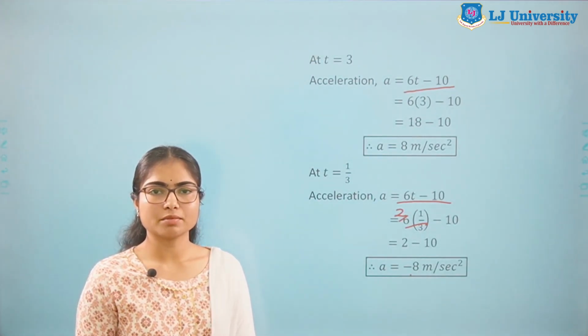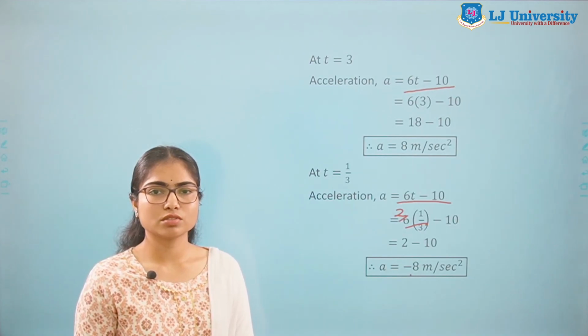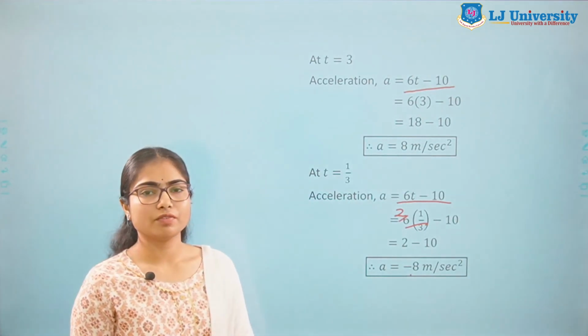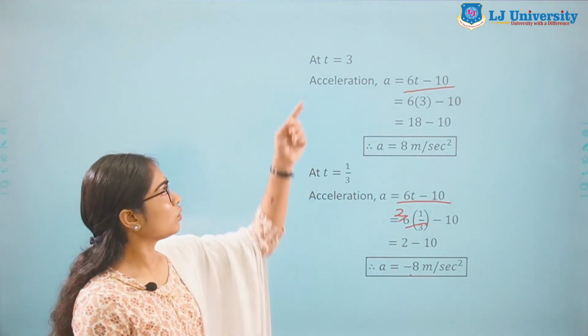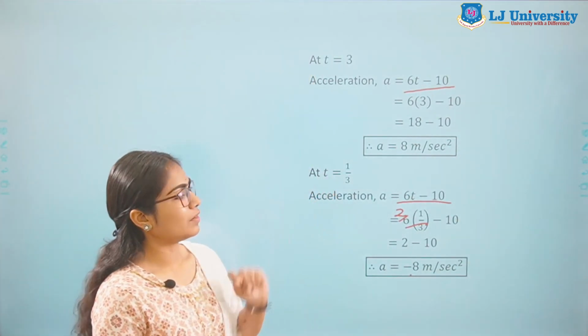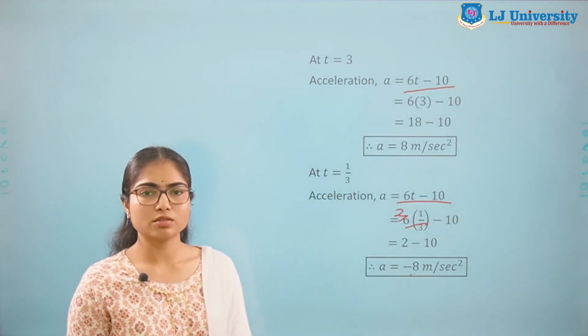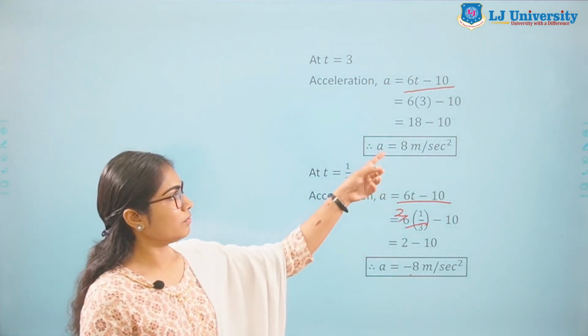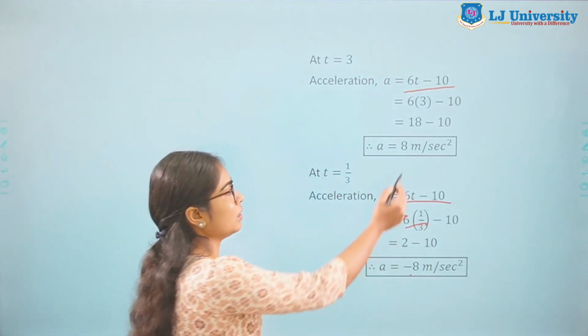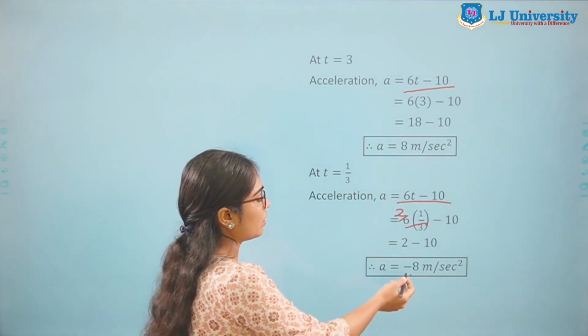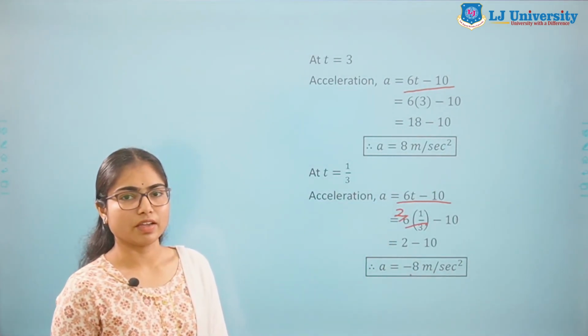So when the particle comes to rest, velocity v = 0, and we put the equation of v = 0, we get two values of t, 3 and 1/3. We put these two values in the equation of acceleration, and we get two values of acceleration, +8 meter per second square and −8 meter per second square.